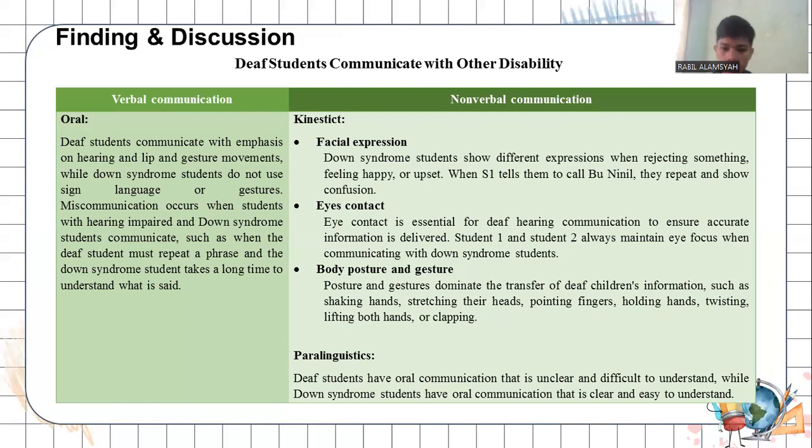So the body posture and gesture. Body posture and gesture dominate the transfer of information among deaf children, such as shaking hands, stretching their heads, pointing a finger, holding hands, lifting both hands, or clapping. The last thing is paralinguistics. Deaf students have oral communication that is unclear and difficult to understand, while Down syndrome students have oral communication that is clear and easy to understand.